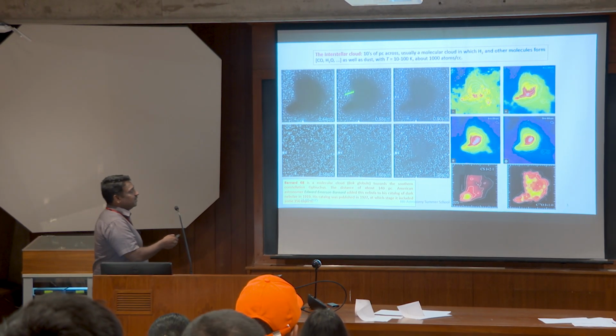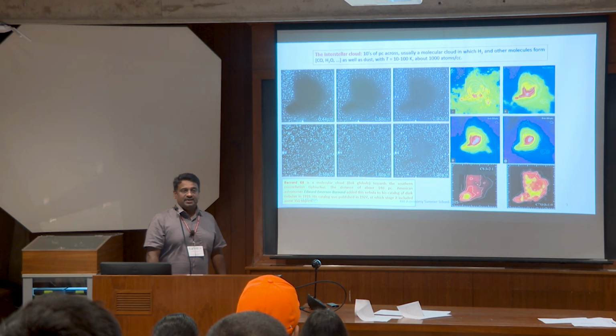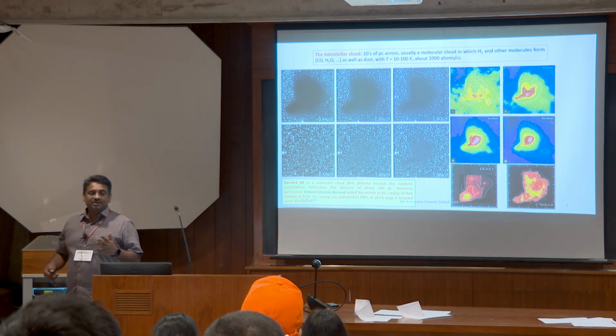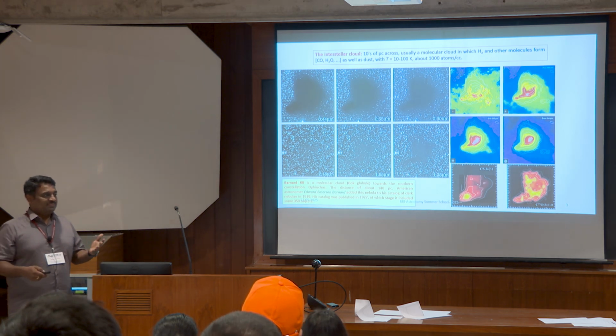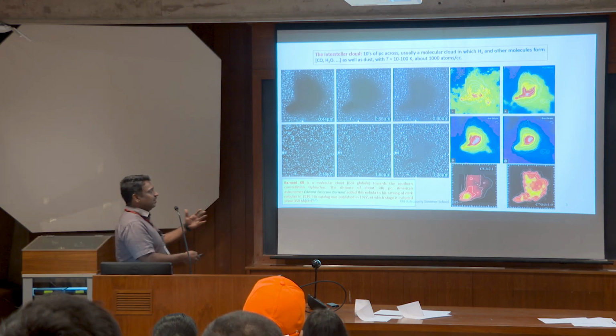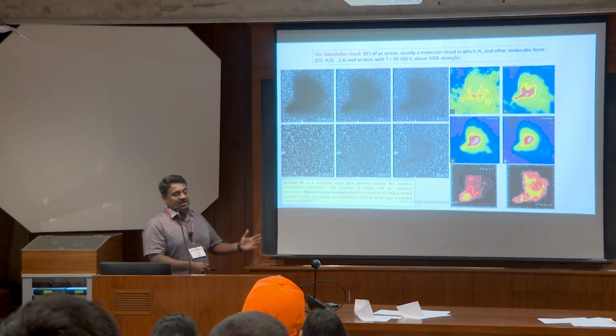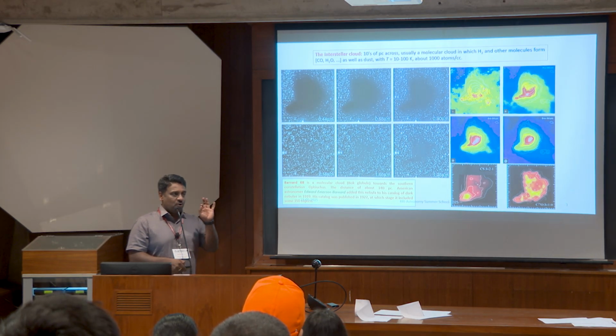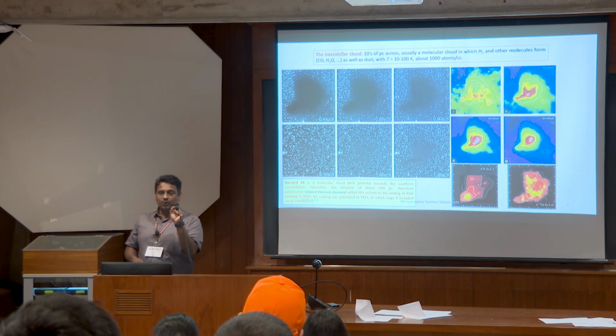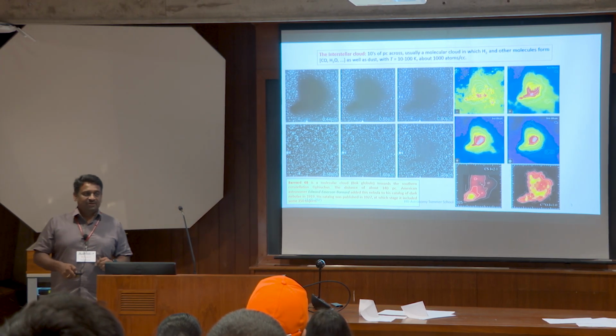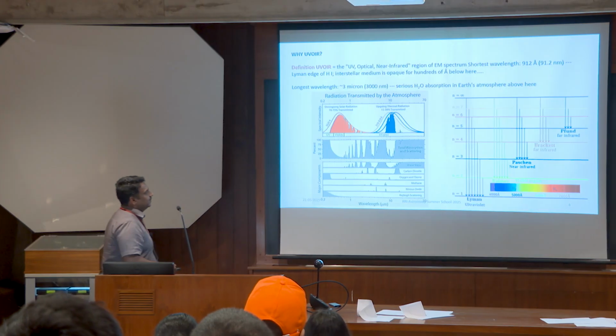What I am trying to tell you is that you need a multi-wavelength picture to figure out what is happening here. Now, these are the clouds where stars form. These are the cores where star formation happens. So these are very important.